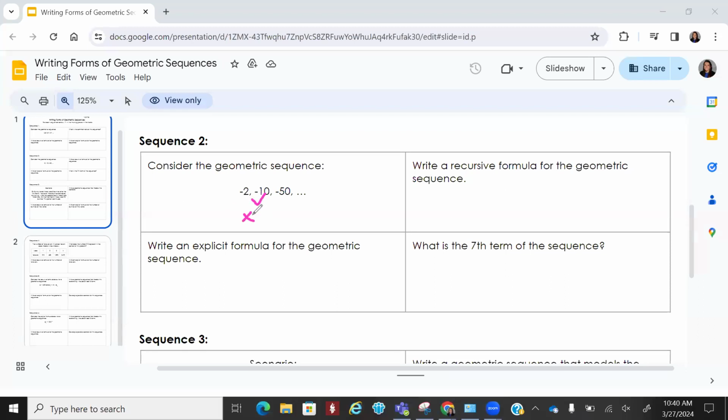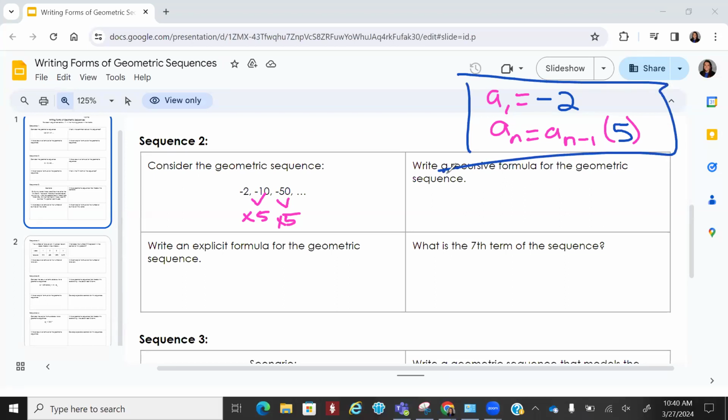Because the ratio is 5, right? We're multiplying by 5. How do we find the ratio? We take the second divided by the first. The recursive formula. Here's the recursive. All we're going to do is plug in. So what was our first term? -2. So we're going to write -2 in for a sub 1. For r, it was 5. This is all you're writing for the recursive. So look at what I plugged in.